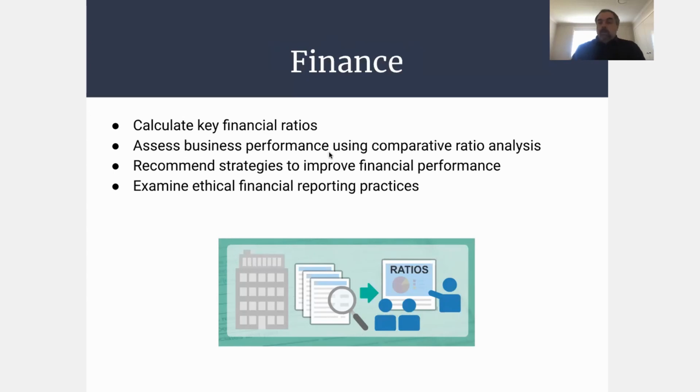The next one's looking at how performance can be assessed using comparative ratio analysis. So that means, are you able to compare financial data between years, say 2017, 2018? Are you able to compare between different businesses? And the one that seems to come up more regularly than the others is comparing against a standard or an industry average. The next point there is recommending strategies to improve financial performance.